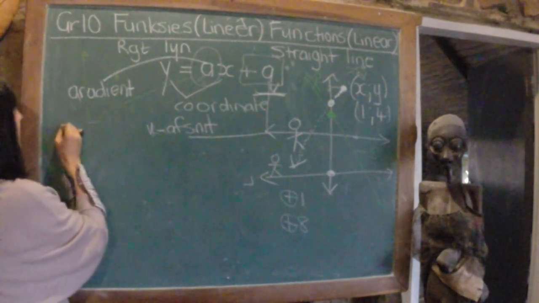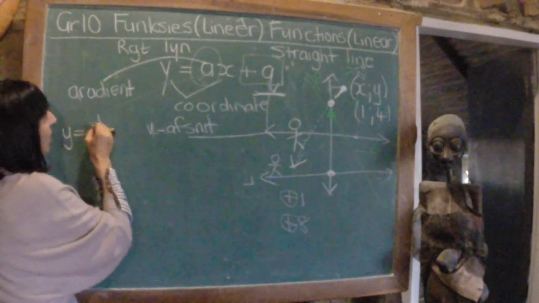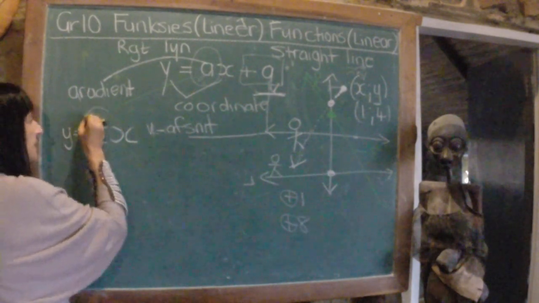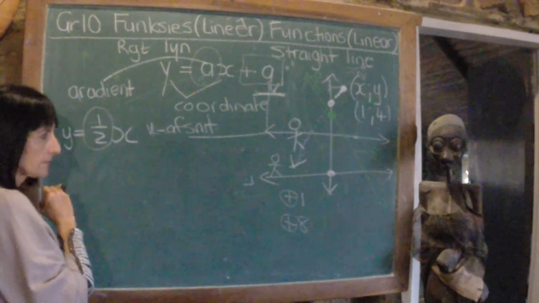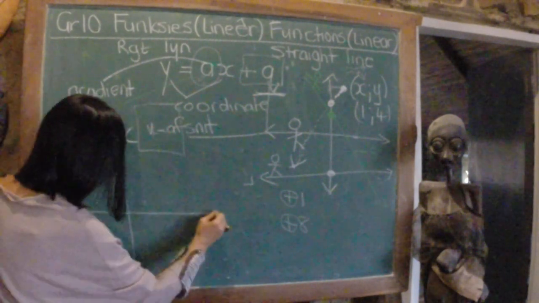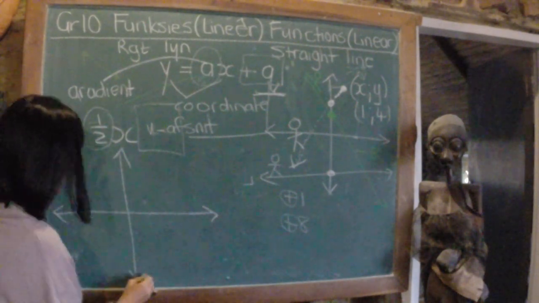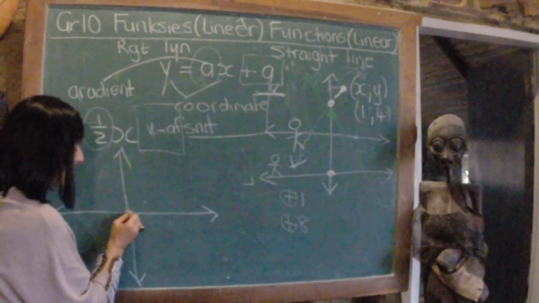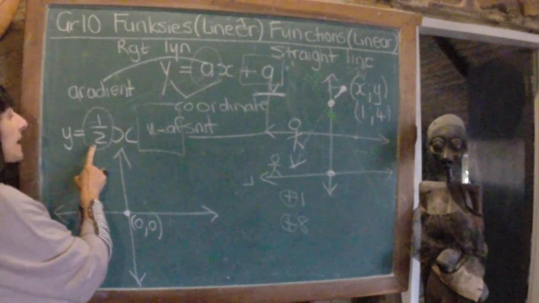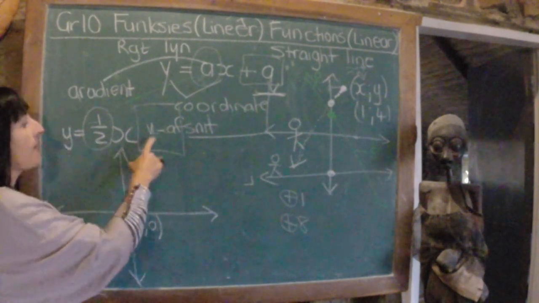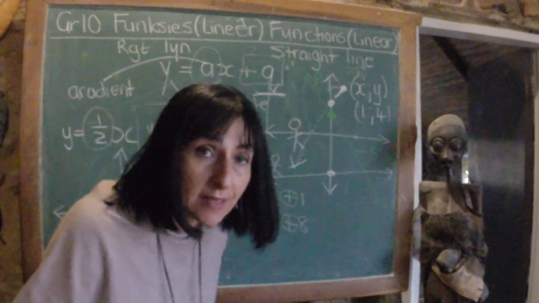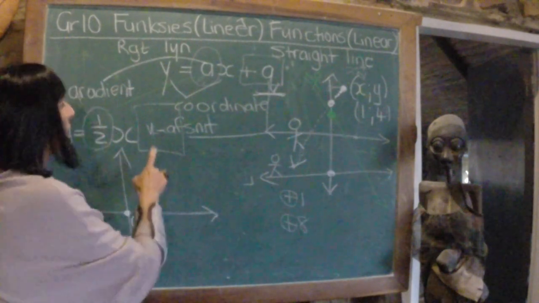So let's do y equals a half x. Kom ons gaan identifiseer die gradiënt. Kan julle sien die gradiënt is 'n half. The Q value equals 0. So I'm going to draw my graph. Waar sny die grafiek my y-as? Weer by 0, the origin. Okay, because my gradient is a half and the Q value is 0, I must use the table method. Ek gaan die tabelmetode gebruik. Hoekom? Want my Q-waarde is 0.